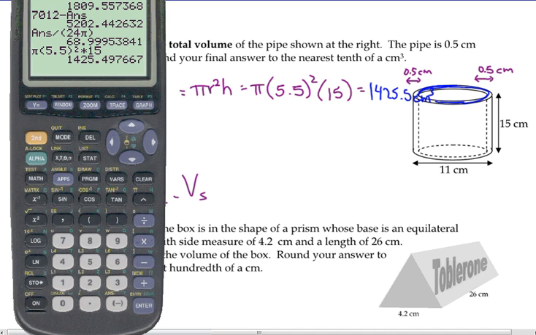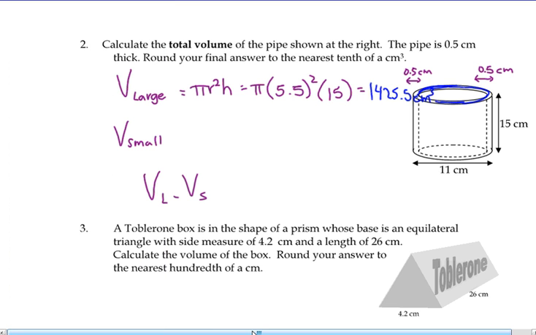So now we have to do the small. What would be the radius of the small? Okay, so that would give you a diameter of 10. So half of that would be 5 times 15.